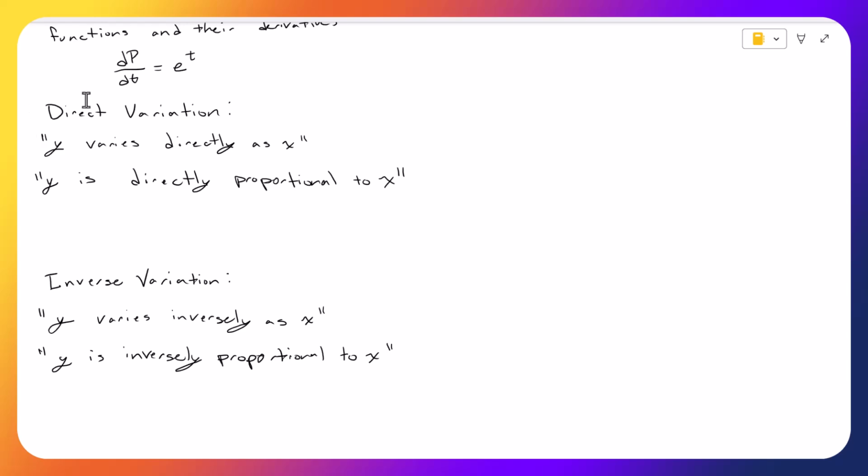It's not anything super substantial, but direct variation: if y varies directly as x, or if y is directly proportional to x, that just means that we are going to have a constant in there, and I'm going to call that constant k. So if we were to write an equation with direct variation, that's this equation right here: y equals k times x. And this k actually has a fancy name. It's called the constant of proportionality.